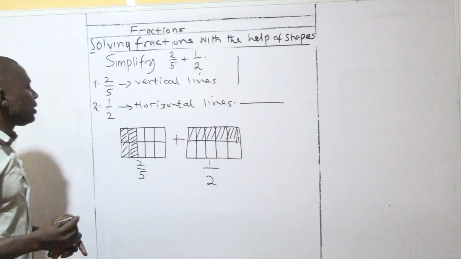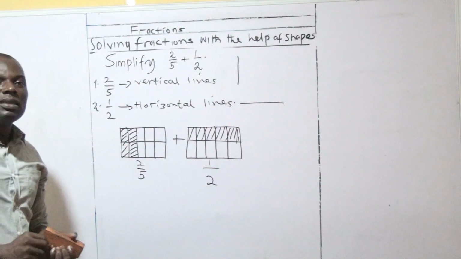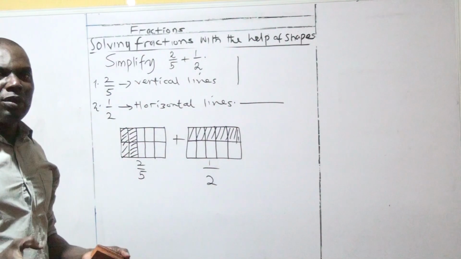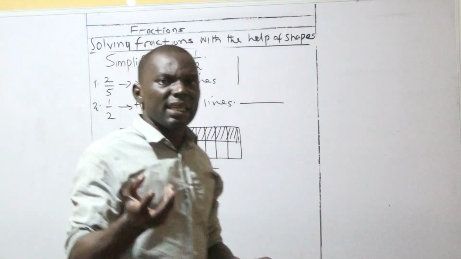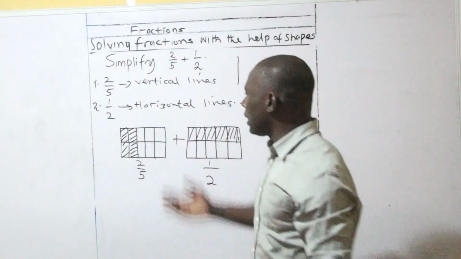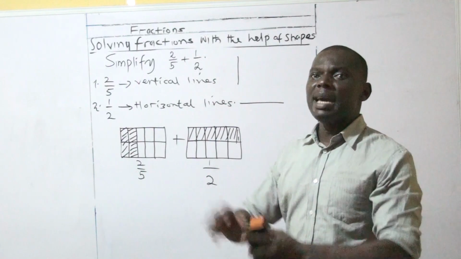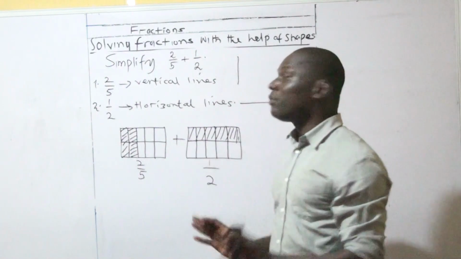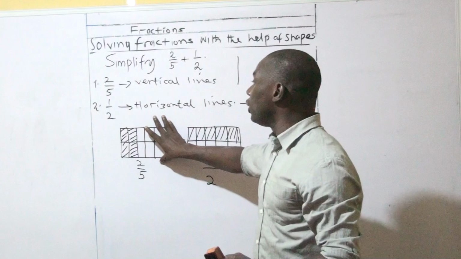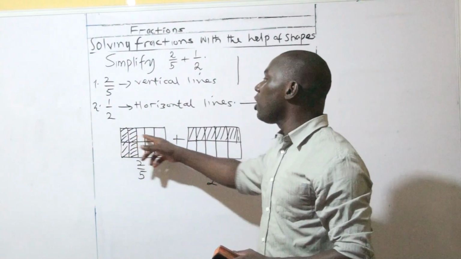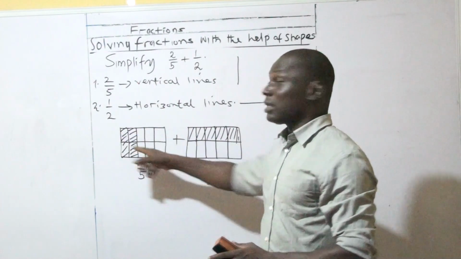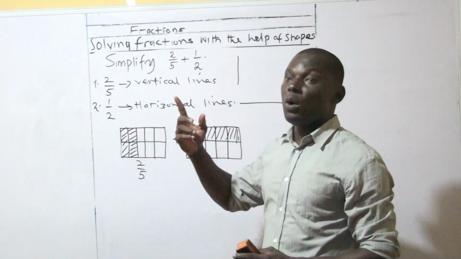So that these two fractions are now made the same. With this, we can now conveniently get our LCM. Our LCM here is very simple. You don't have to use the two shapes. You just pick one of the shapes, count all the equal parts together. That will just give you your LCM.